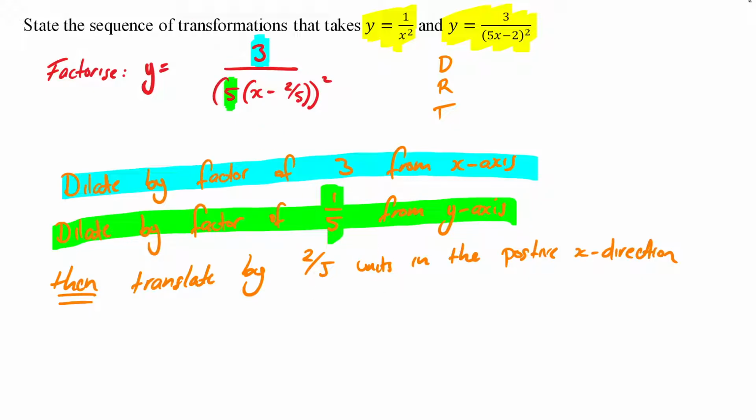And then lastly, you read off, and I will use yellow here, this one right here, which is telling you to translate by 2/5 units in the positive x direction. And that's how you're thinking through this question. Factorize, then read them all off, and you'll be fine. That's the best way, I believe, to answer these questions.